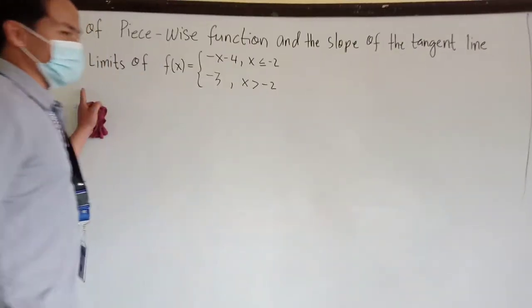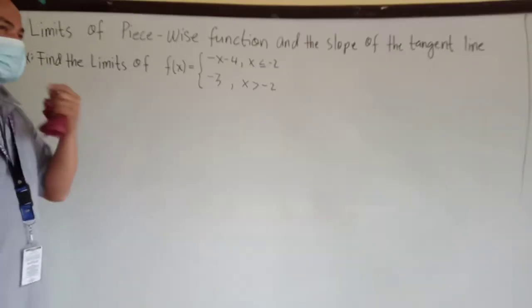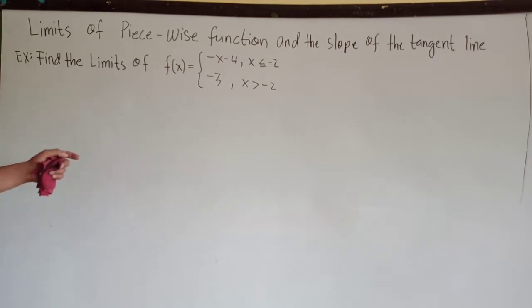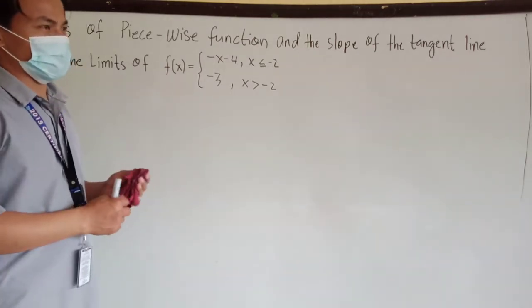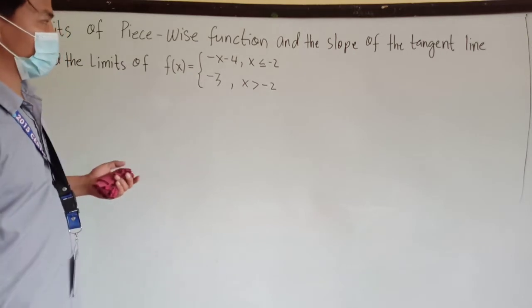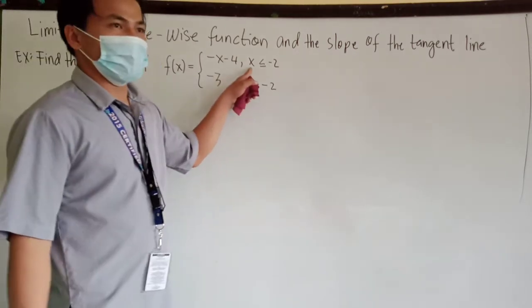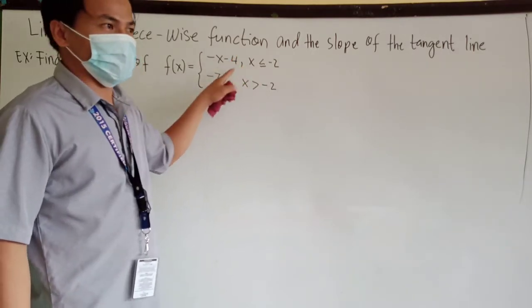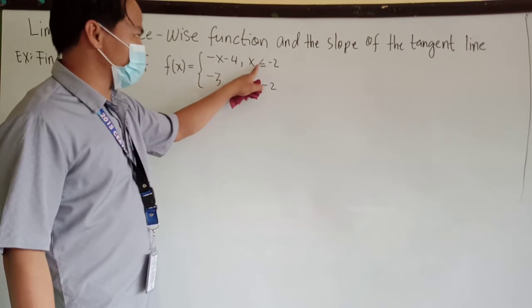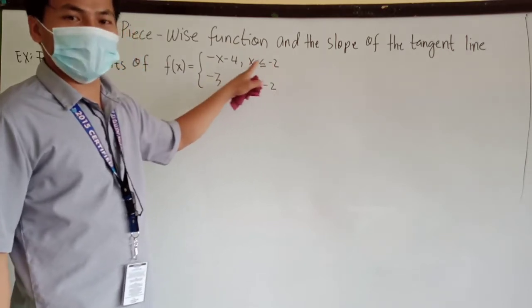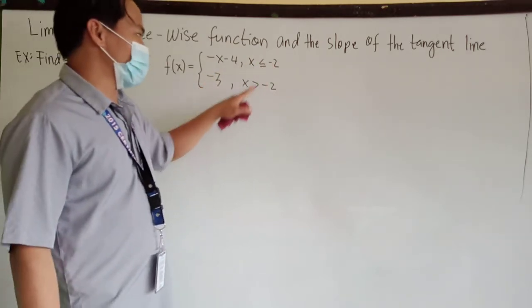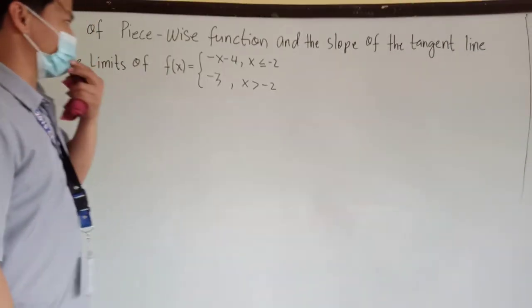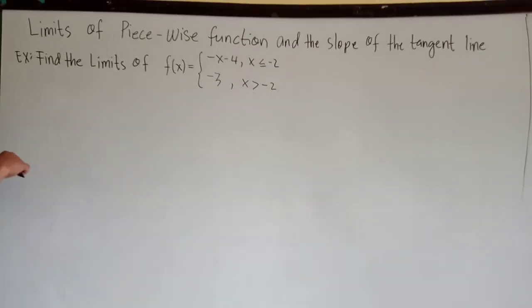Actually, the limit of a piecewise function exists if the limits from the left and the right hand sides are equal. So we could easily figure out the limit from the left and the limit from the right by looking at the x value that it approaches. X is less than or equal to negative 2, so it means from the left. X is greater than negative 2, or to the right, because greater than. Okay? So let us have this one.